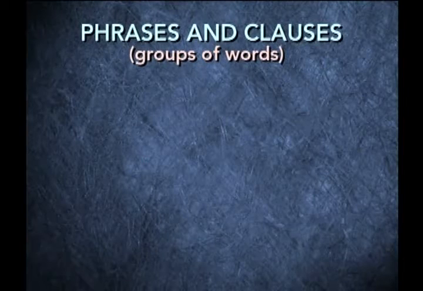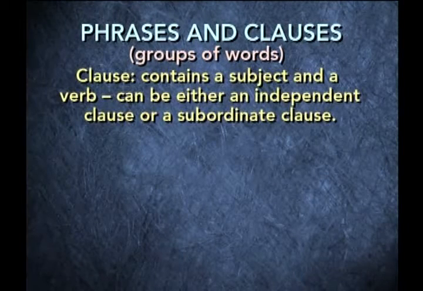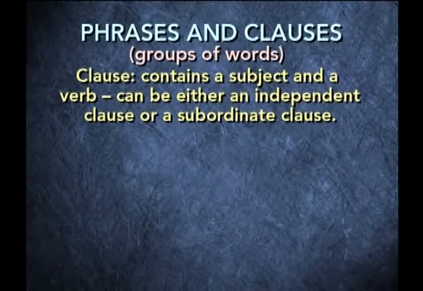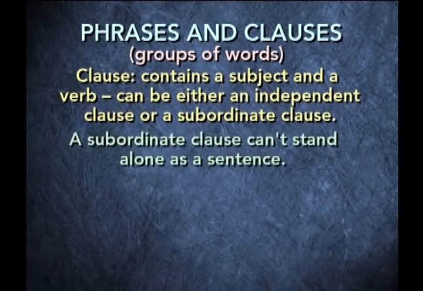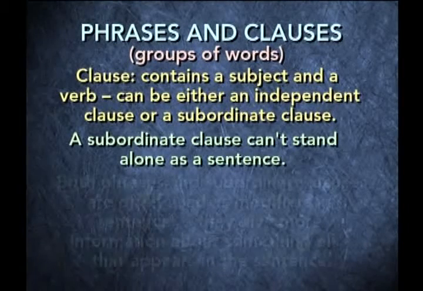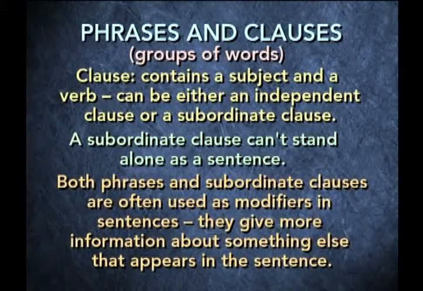The main difference between them is that a clause contains a subject and a verb. And a clause can be either an independent clause or a subordinate clause. A subordinate clause can't stand alone as a sentence. Now, as we'll see in a moment, both phrases and subordinate clauses are often used as modifiers in sentences. In other words, they give more information about something else that appears in the sentence. In that sense, these phrases and clauses are being used very much like adjectives and adverbs.